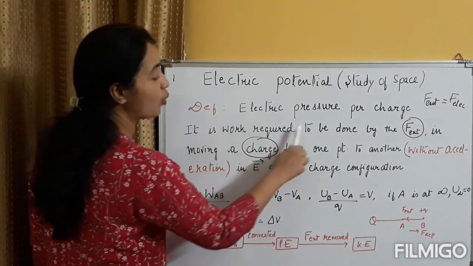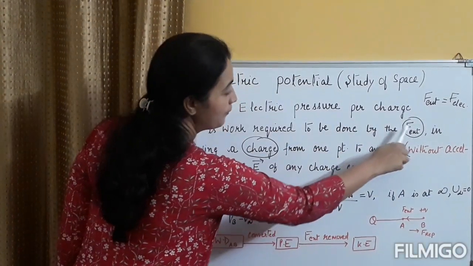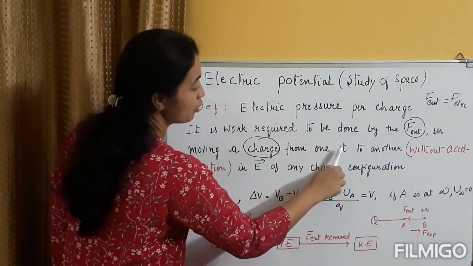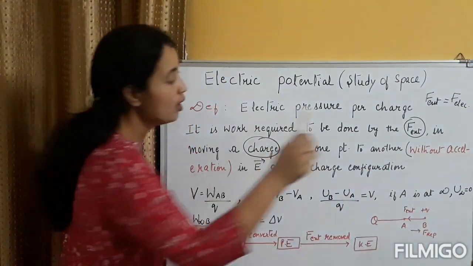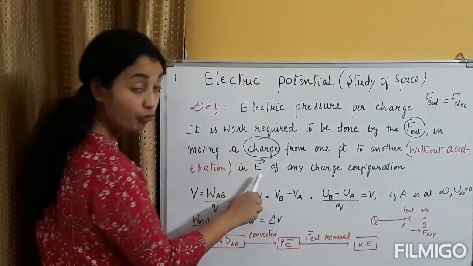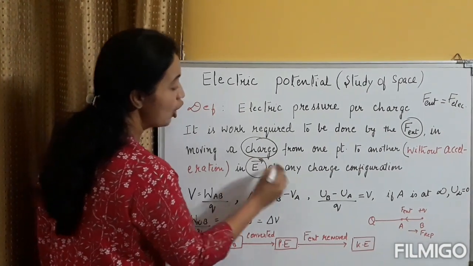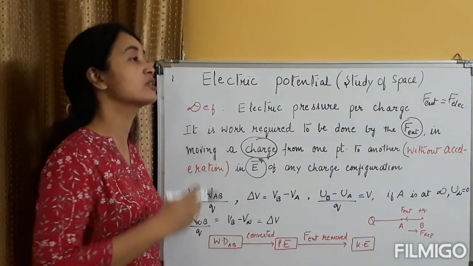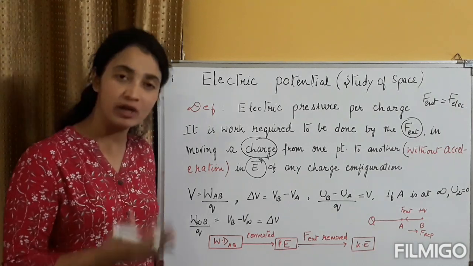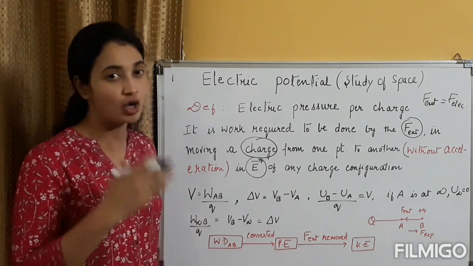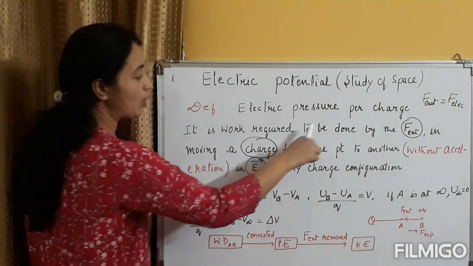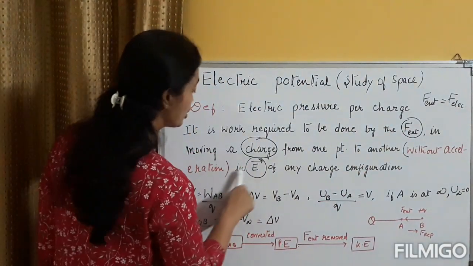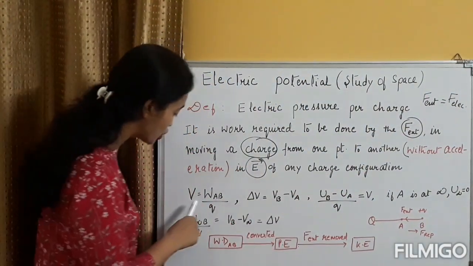So it is the work required to be done. Who is doing the work? The external force. On whom? A charge. In what? In shifting the charge from one point to another. How? Without acceleration. Where? In the electric field of any charge configuration. You can have a single point source charge, multiple charges, a spherical charge configuration, or a sheet or line charge, whatever. So it is the work required to be done by the external force in moving a charge from one point to another without acceleration in the electric field of any charge configuration.